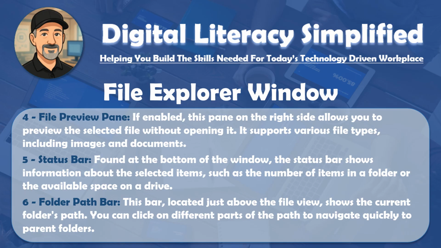The status bar found at the bottom of the window shows information about selected items, such as the number of items in a folder or the available space on a drive. And the folder path bar, this is located just above the file view, shows the current folder's path. So for example, if I'm on the C drive, it would show me C. If I was on a subfolder, it would show me the full path of where that folder is located.